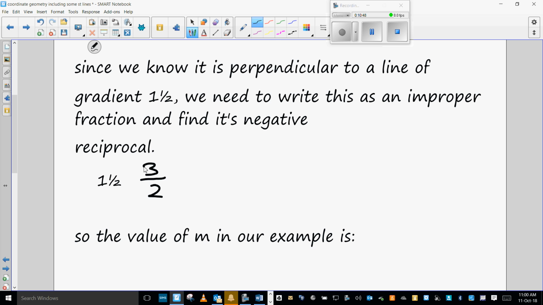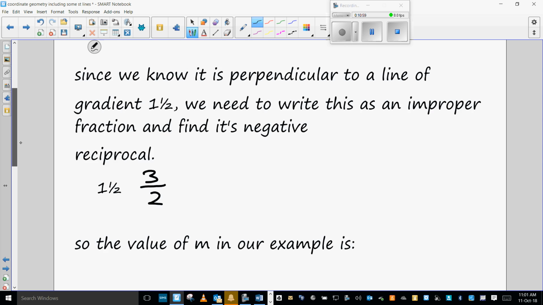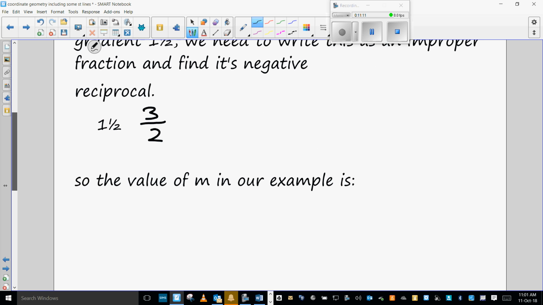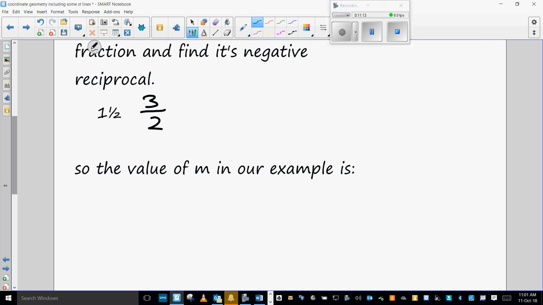But why are we finding a negative reciprocal? What do we know about our two lines? Well, in the question, what information did they tell us? We know that our lines are perpendicular. So if lines are perpendicular, it means that the gradients are going to be the negative reciprocal. So we know that our gradient we're looking for is negative 2 over 3. Yes? You're happy with that?